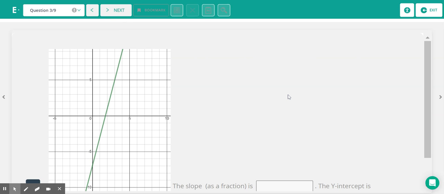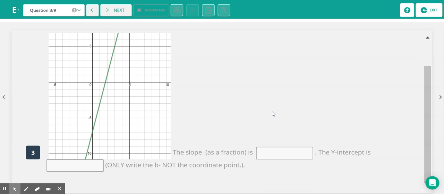Next, ooh, this one I might maybe zoom out, depending on how big the graph is. So this is 0, this is -5, this is -10. So my y-intercept is the number along the y-axis, and in this case, it's going to be -5, -6, -7. It's at -7. Now for the slope.